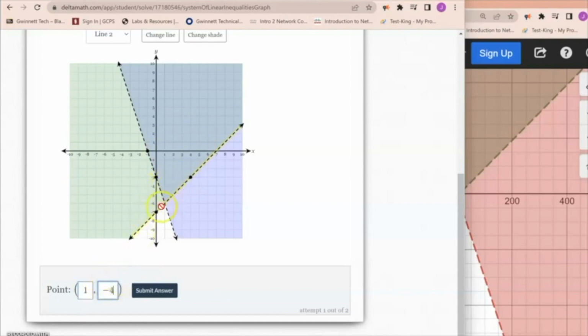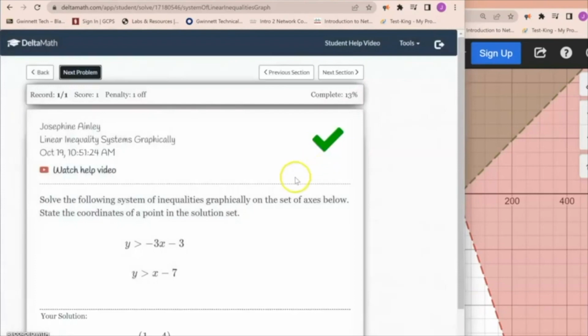So once again, when you have an inequality, it is not the intersection of lines, but the intersection of color. Okay, so be very, very mindful. Boom.